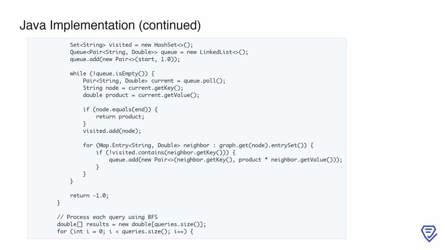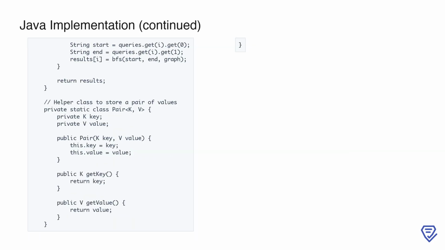For each unvisited neighbor, we calculate the cumulative product by multiplying the current product with the edge weight and add this neighbor to the queue. If the queue is fully processed without finding the end variable, we return -1.0, indicating that the target is unreachable. To process the queries, we iterate over the list of queries using a for loop. For each query, we extract the start and end variables, then invoke the BFS function to compute the result of the division. The result is stored in the results array at the corresponding index. Once all queries are processed, the method returns the array of results.